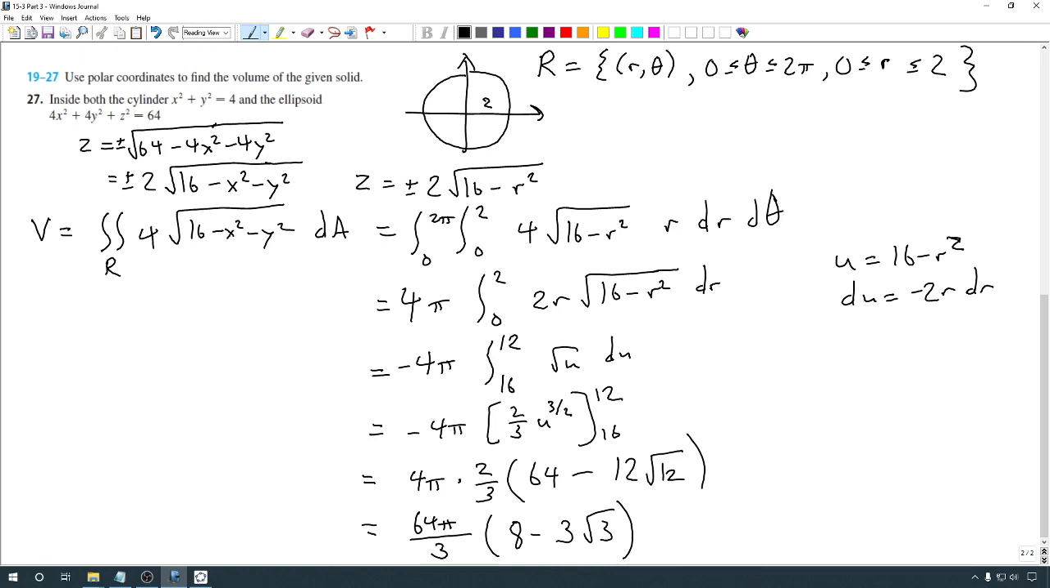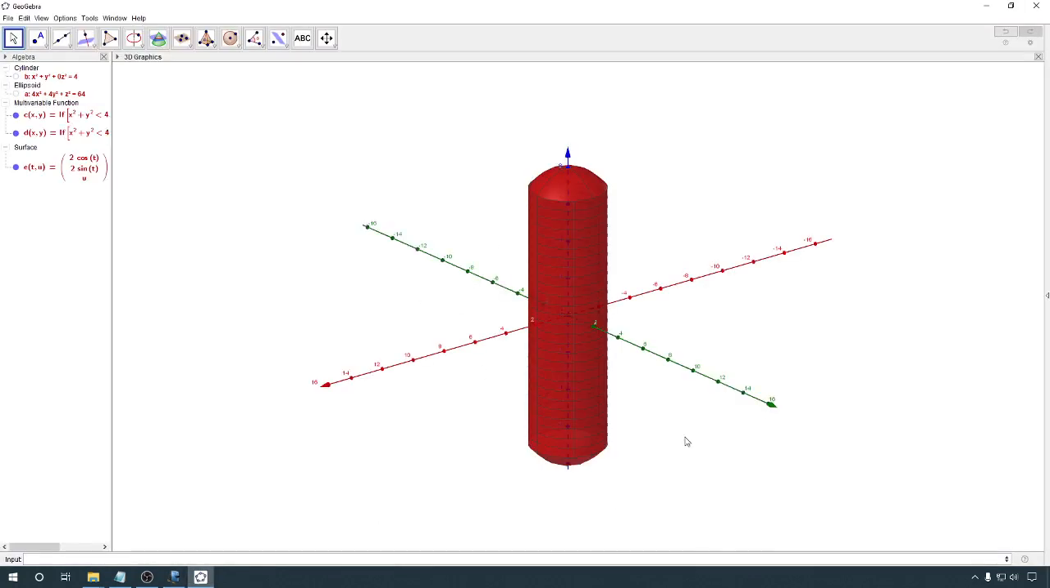And there's not really any better simplification of that. I mean, you could try various things, but I don't know if there's any nicer way of writing it. And of course, that's the volume inside this hot dog.